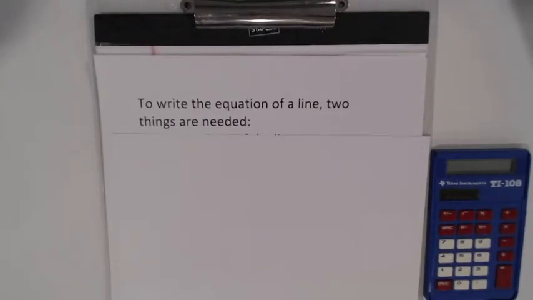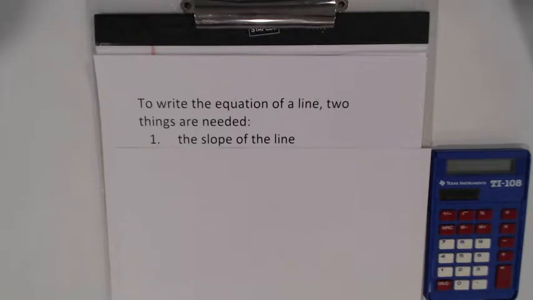We're going to go over some basics on writing the equation of a line. Now, really simply, you need two things to write the equation for any line. The two things that you need are the slope, and you can get the slope by looking at a graph and telling what the slope is. You can use the formula to tell what the slope is.